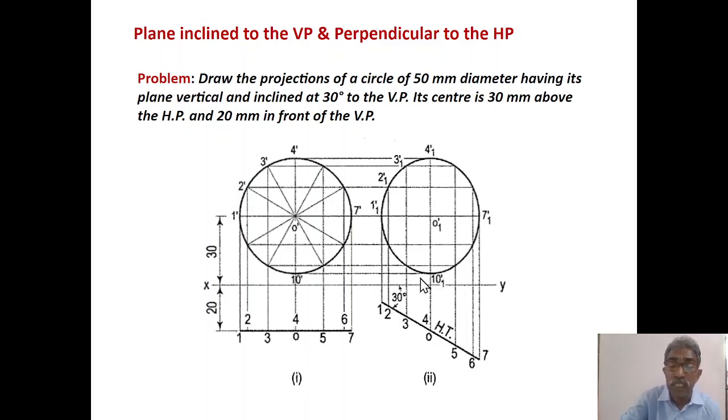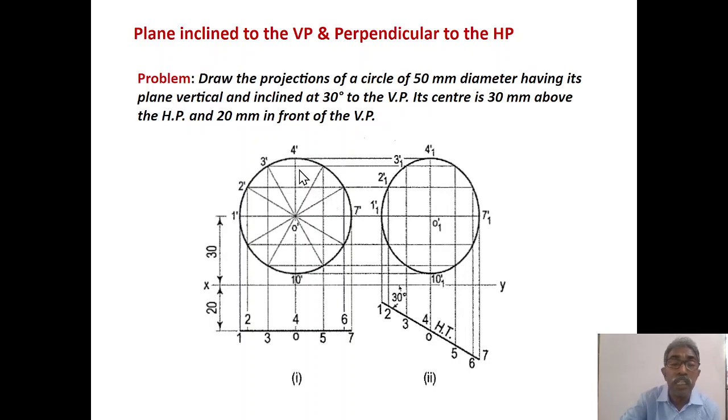You will get an ellipse, which is smaller than the circle. Here the true shape of the plane is the circle, and this ellipse is the apparent shape of the circle. If the plane is inclined to the vertical plane, in the front view you will get the apparent shape of the plane. Or oppositely, when the plane is inclined to the horizontal plane, the apparent shape will be obtained in the top view.